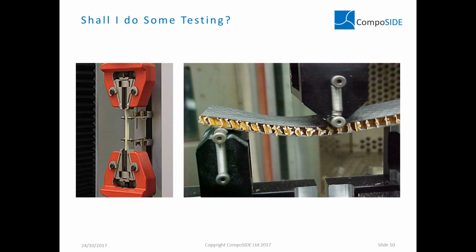Material suppliers do not provide data that is really suitable for design. Therefore, without standard composite materials, we need to do some testing to get properties for the combination of materials we want to use.